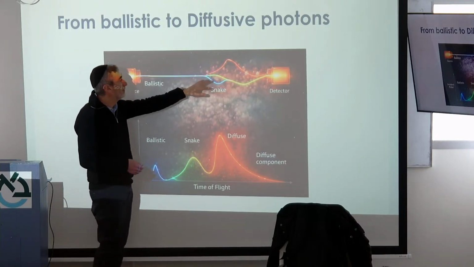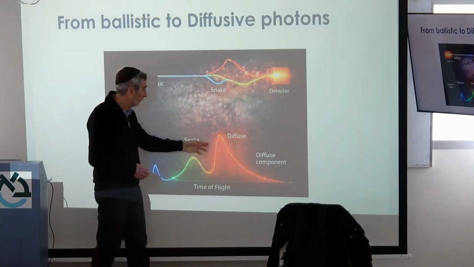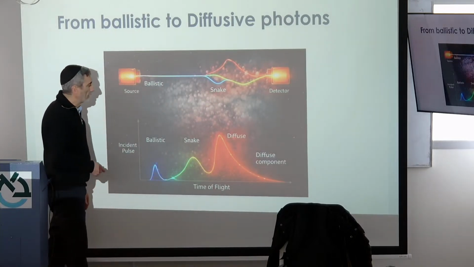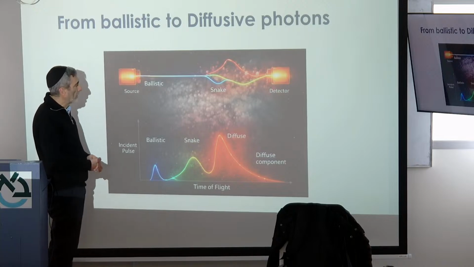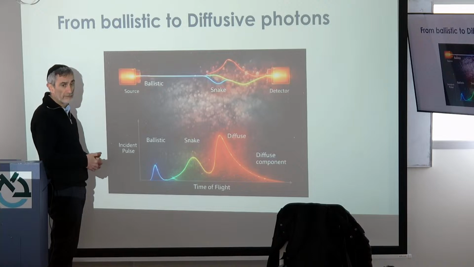And then you have multiple scattering through the medium, which reaches the detector much later. So that's the diffusive part, with a long exponential tail here, which is characteristic of the diffusion, and the longer and longer trajectories experienced by light through the scattering medium.